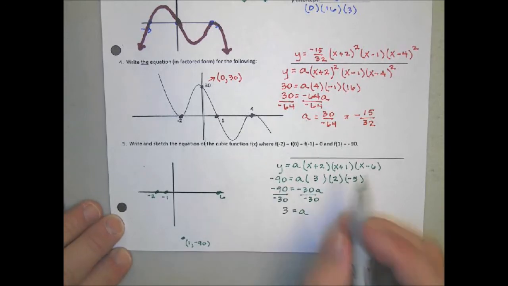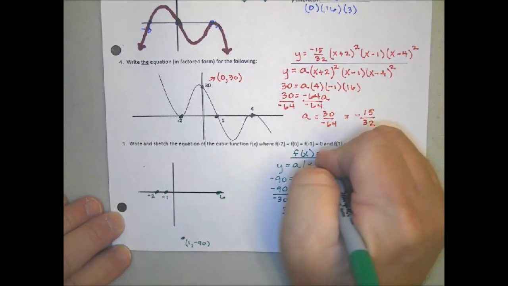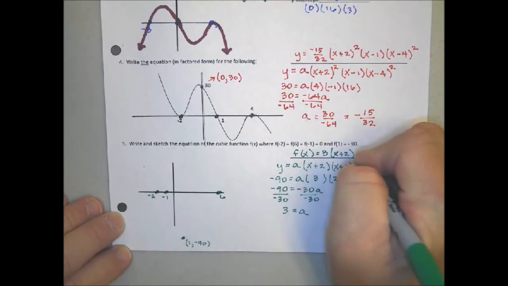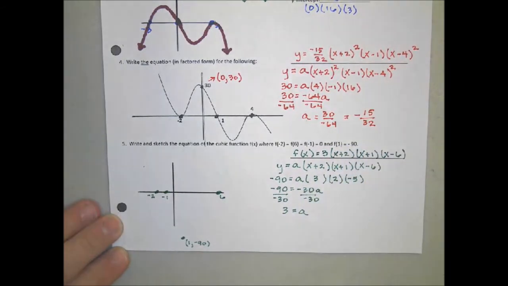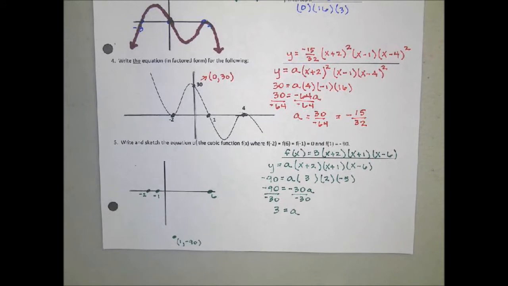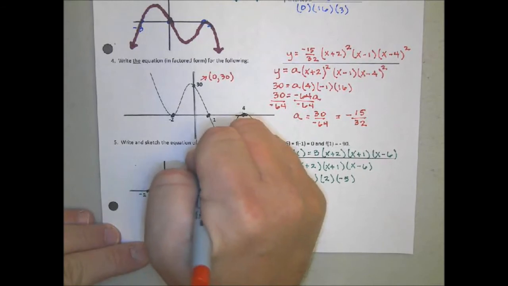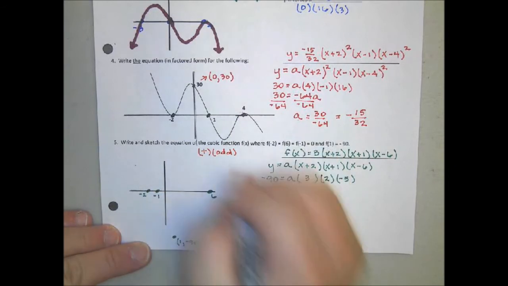So the full equation, I'll put it in function notation, f of x equals 3 as the leading coefficient multiplied by the factors x plus 2, x plus 1, and x minus 6. That's the equation. Now let's just make sure we can graph this thing. The end behavior, it's a cubic function, and the leading coefficient is positive. So positive odd would go from low to high.